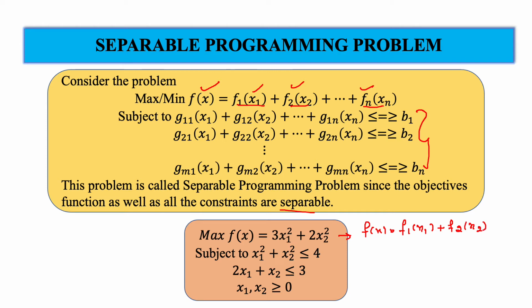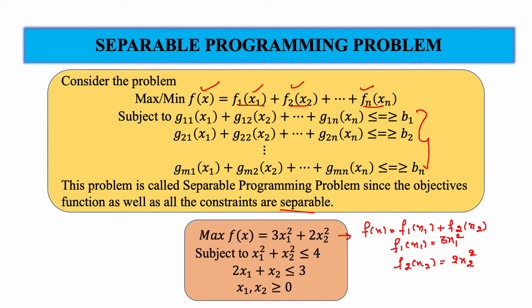Where f1(x1) is 3x1 square, and f2(x2) is 2x2 square. Okay, so the objective function is separable into two different functions of x1 and x2. Similarly, if you see the first constraint, it is also separable.